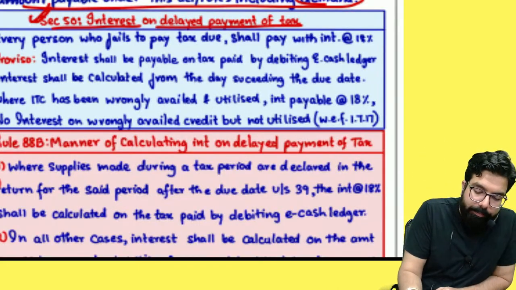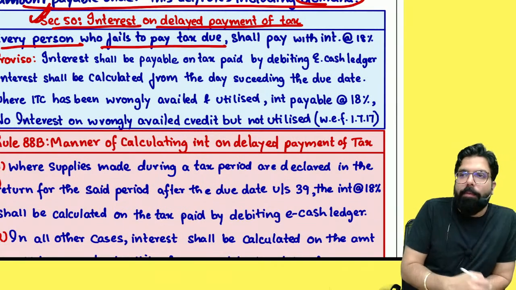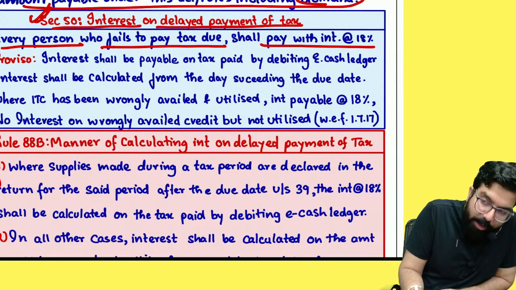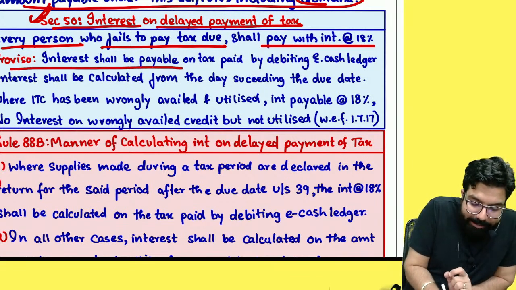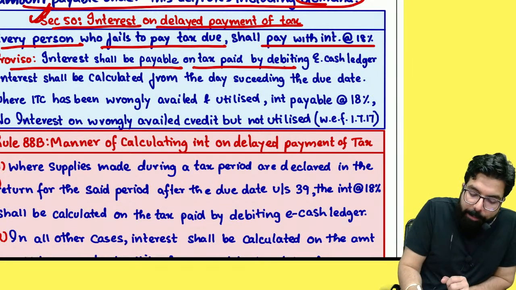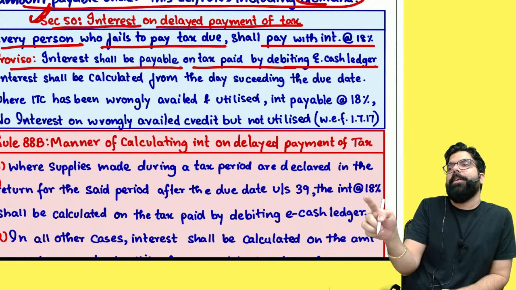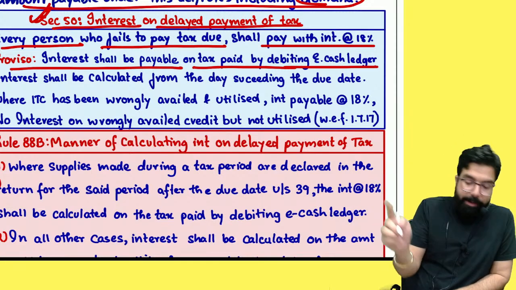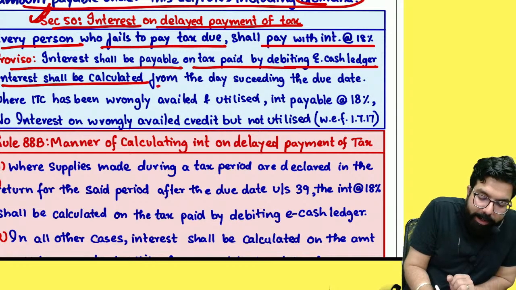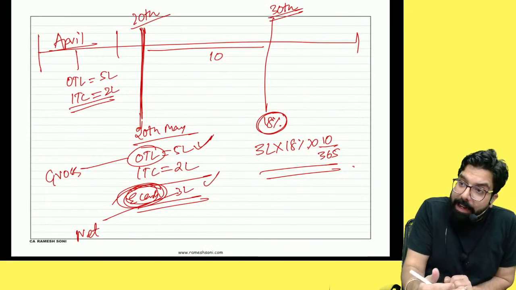Remember one thing. Every person who fails to pay the tax due shall pay along with interest at the rate of 18%, and interest shall be payable on the tax paid by debiting what? E-cash ledger. Means you will pay interest on gross or net? Net. Interest shall be calculated from the day succeeding the due date. Due date was 20th. From the next day interest will start.